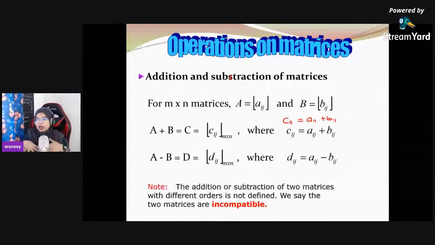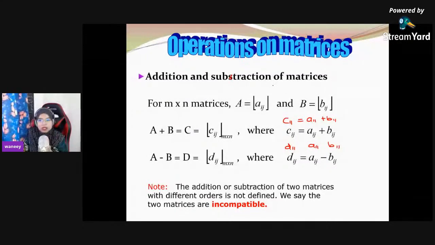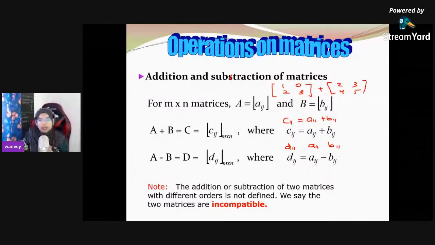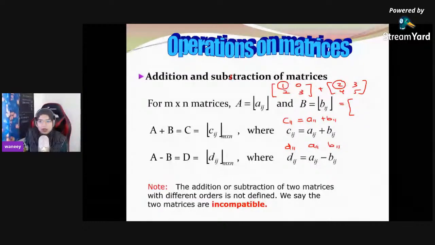So kedudukan dia kena sama, baru kita akan tambah lah. So this is D11, so that means A11 minus B11. So it should be in the same place. So what I mean is that, for example, you have 1, 0, 2, 3 plus 2, 3, 4, 5. Okay, so the way we add them is that for A11, this position, you need to add with this position in order for it to be here.